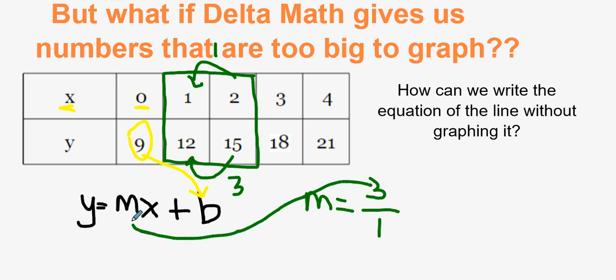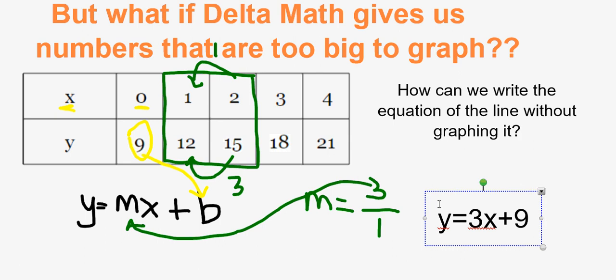So that's our slope. If we put this all together, I'm going to switch to typing because that's a lot easier. We have y equals, our slope is 3, so 3x plus, and our y-intercept is 9. So there we go. We found the equation of the line without even having to graph it.